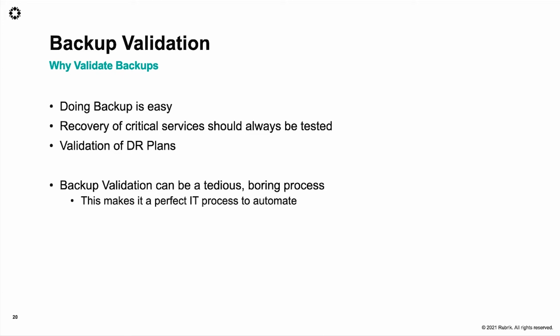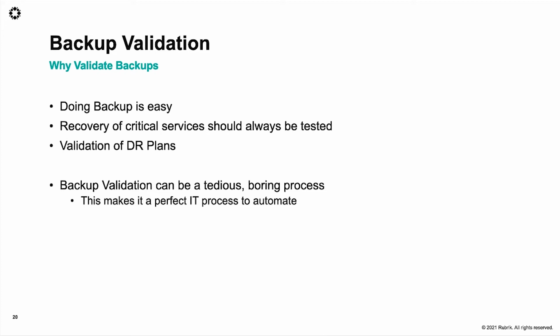Now, before I jump right into the code, I do quickly want to go over why we would want to do this, right? And why this process really should be automated. Firstly, backup is easy, right? We get a copy of the data. That's really the easy part. But when it comes time to restore, if that process fails, then all of those backups that we've done are essentially worthless. So it's really important that we validate the recoverability of our backups, allowing us to ensure that we'll be able to recover those critical services and validate that our DR plans will actually succeed when we need them to.